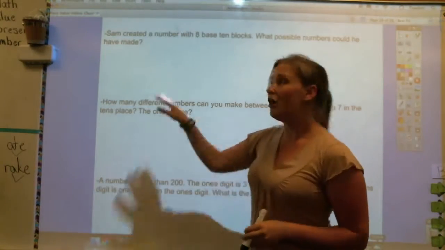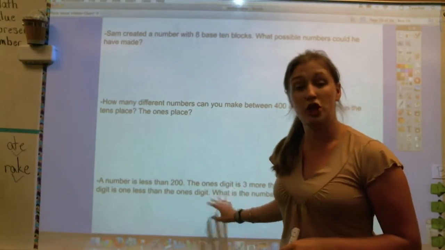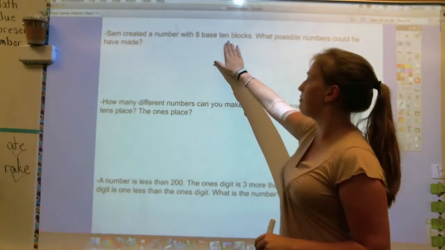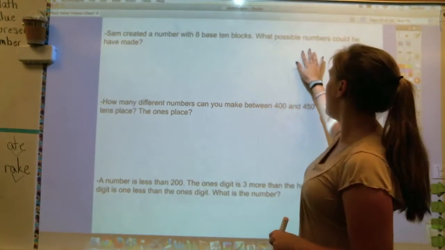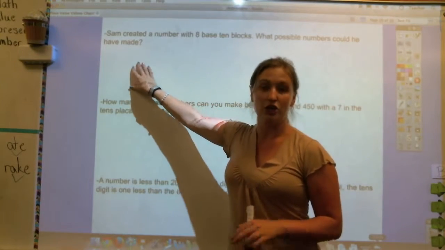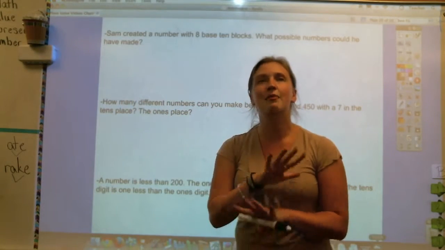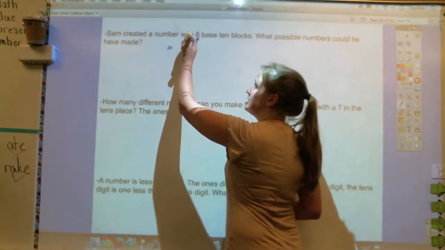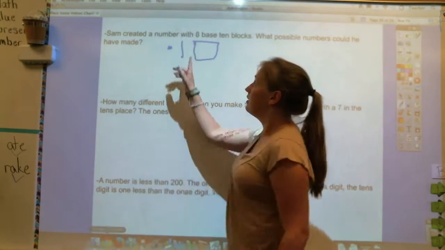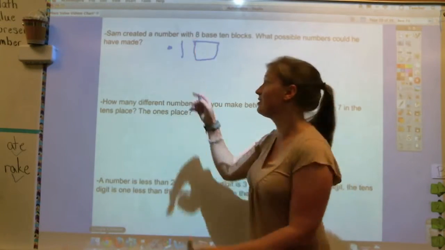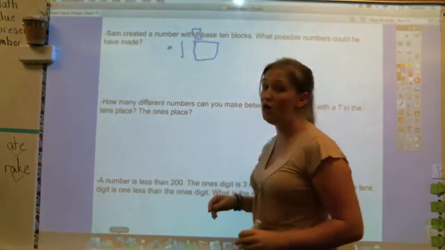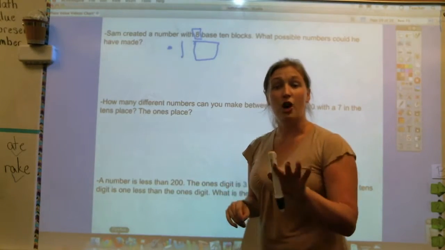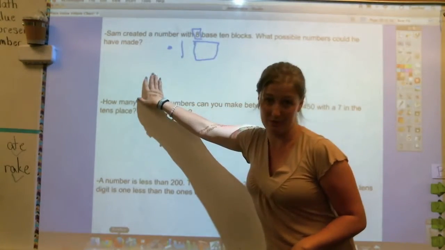Now it's your turn. On this final screen are the 3 challenge problems from the beginning. The first one says, Sam created a number with 8 base 10 blocks. What possible numbers could he have made? So on your whiteboard or your paper, you need to come up with all the possible combinations for ones, tens, and hundreds that he could have made with 8 blocks. Because it doesn't tell me what kind he used, just that there are 8 of them. So you need to find all of the possibilities.